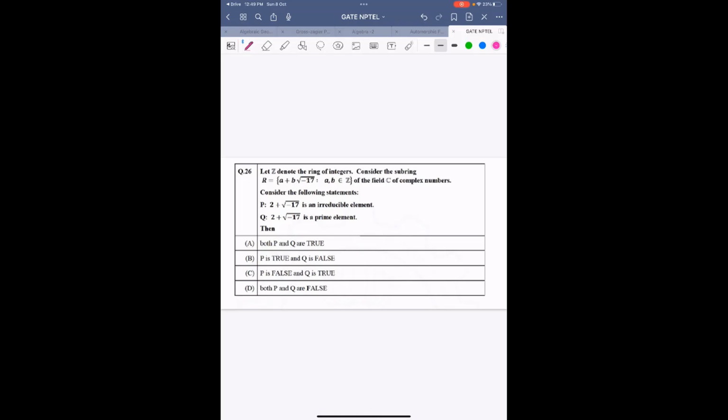Hi all, this is question number 26 from GATE 2021. The question says that we are given this ring R, which is basically Z adjoined square root of minus 17, and we want to know whether this element 2 plus square root of minus 17 inside this ring is an irreducible element or not, or whether it is a prime element or not. Okay, so let's see this.